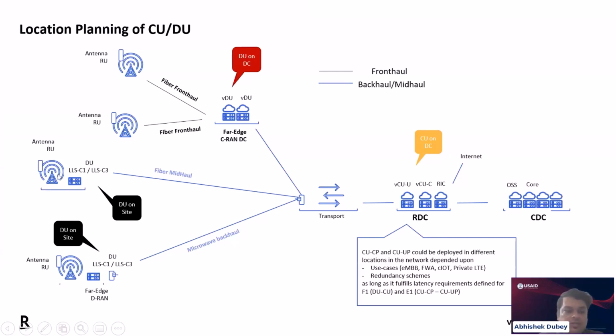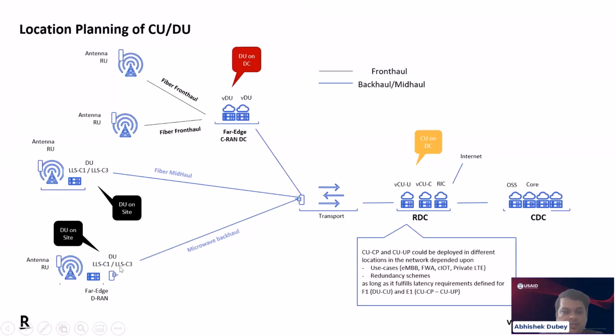You can install it on the site, and further you can connect this DU through the mid haul, which has a very relaxed latency of around 25 milliseconds. So you can easily use any fiber available with the operator you are working for, and then finally you can connect the RDC and CDC through transport.